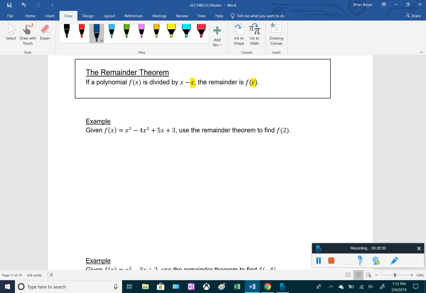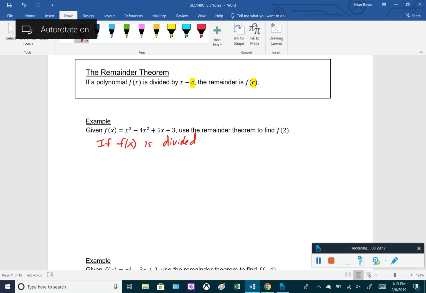So let's do an example. Let's say we're given f of x is x cubed minus 4x squared plus 5x plus 3, and we want to use the remainder theorem to find f of 2. What that means, using this theorem, is I'm almost repeating what the remainder theorem says: if it's divided by x minus c, the remainder should be f of c. So if f of x is divided by x minus 2, the remainder is f of 2.